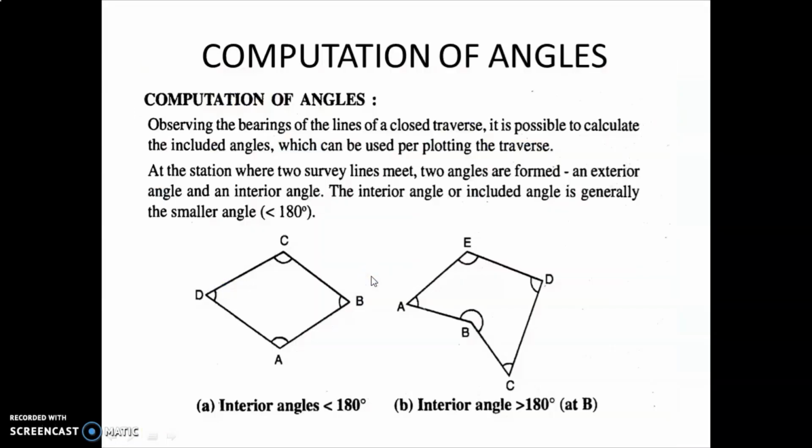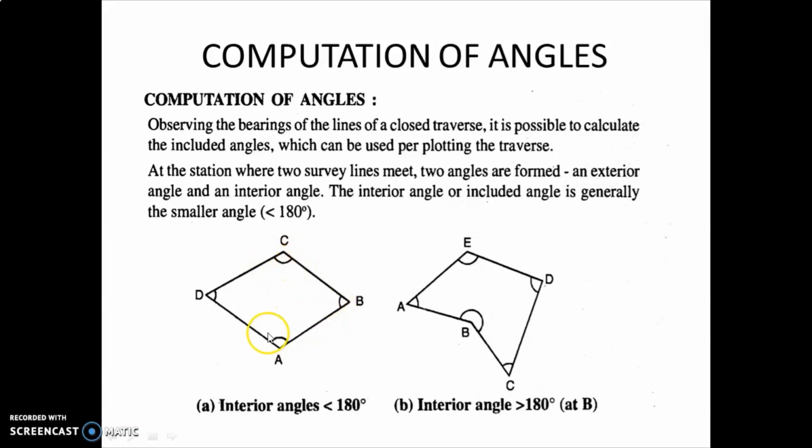Okay. Now dear students, we will solve some examples based on this fore bearing and back bearing. But before that, one more small topic: computation of angle. By observing the bearing of the lines of a closed traverse, it is possible to calculate the included angle. Included angle means the angle which occurs inside the traverse. You know what a traverse is. There are two types of traverse, open traverse and closed traverse. This is the example of a closed traverse, and you have to calculate the included angle. Included angle means the angle which forms inside the traverse.